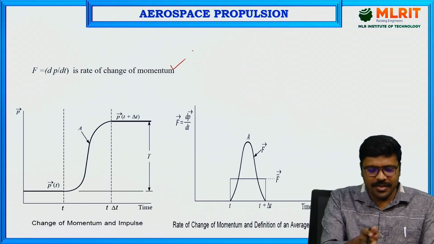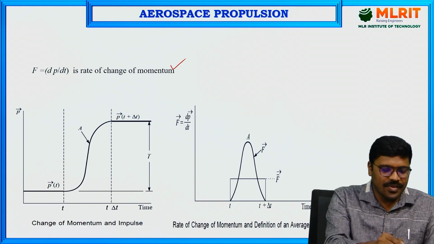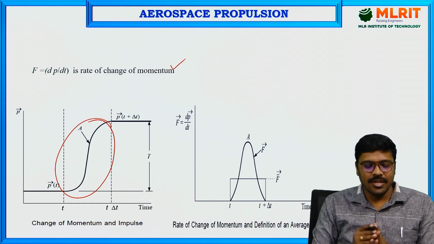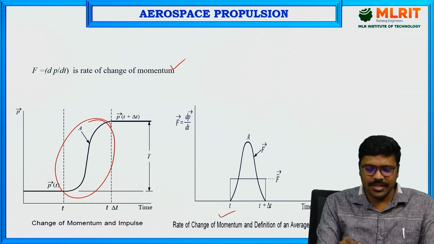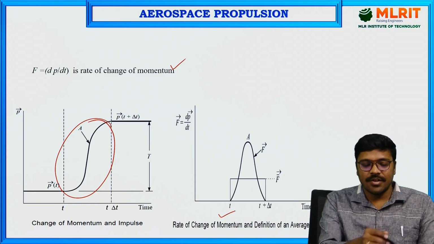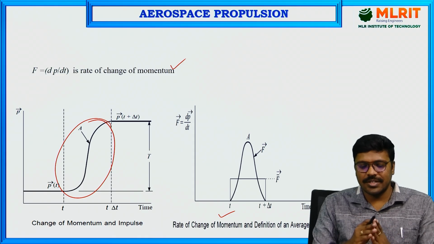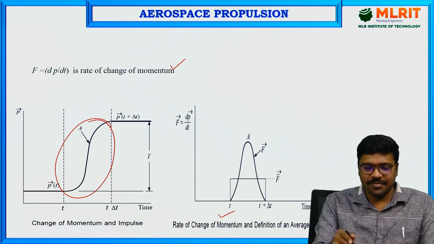And if you observe, how can this variation be observed? How can I explain this force variation? Here in this second graph we can see the variation of the force acting on the body. The variation of momentum, how the momentum is increasing and decreasing, is nothing but the rate of change of momentum.